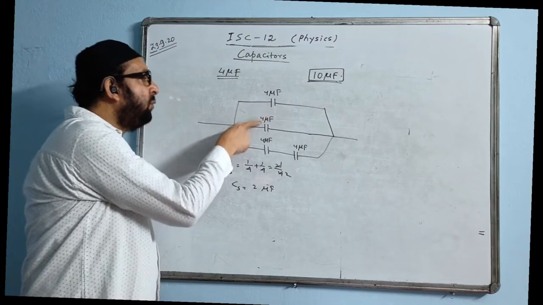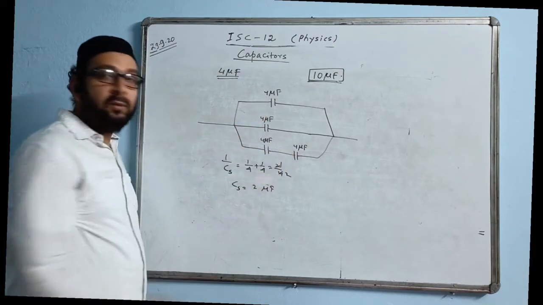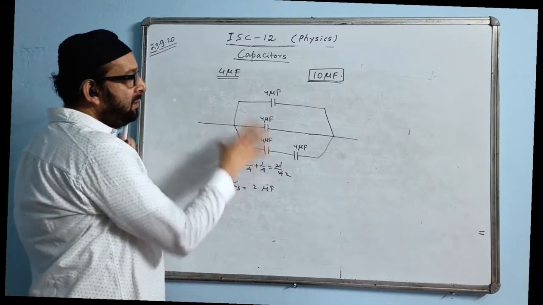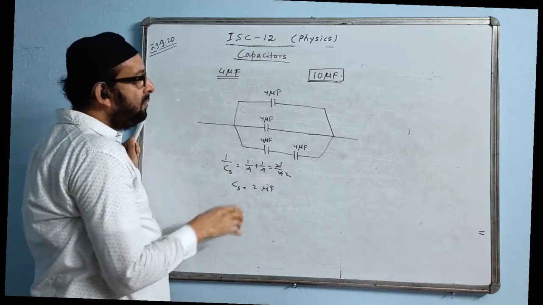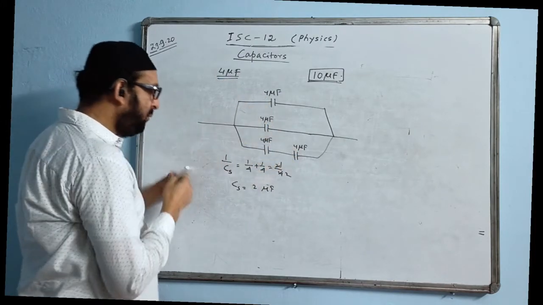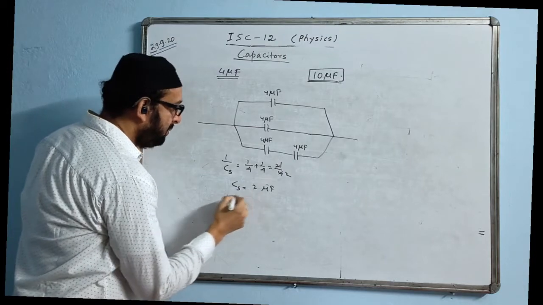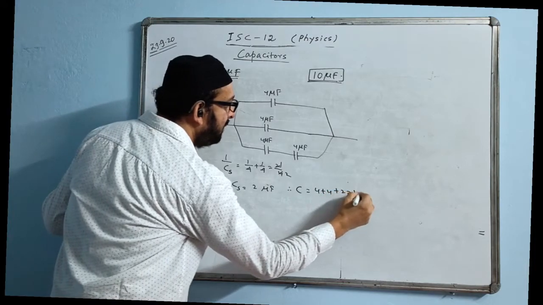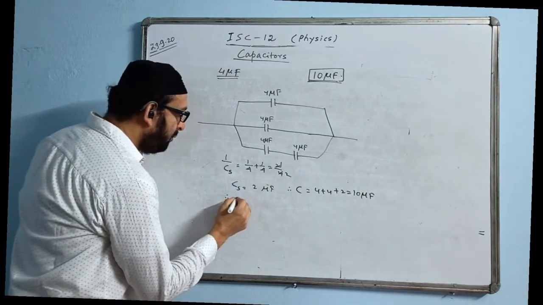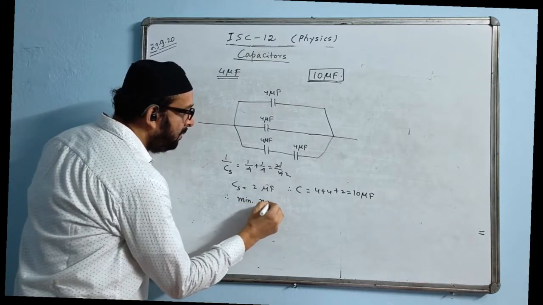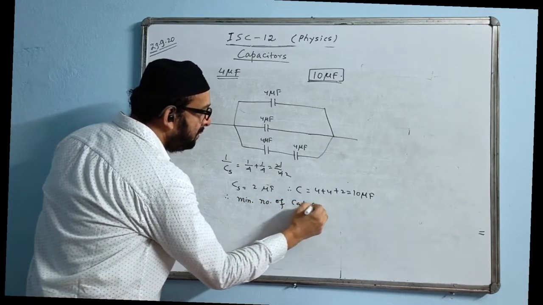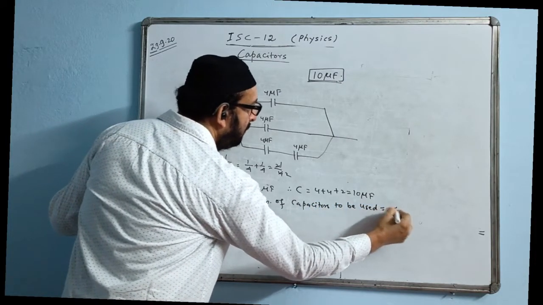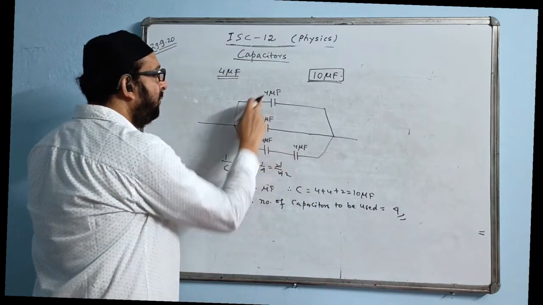Then what is the answer coming? 4 plus 4, 8, and these two together give 2. So 4 plus 4, 8, plus 2 becomes 10. And check in the diagram how many capacitors you are using: 1, 2, 3, 4. Therefore, we can write the answer now. C becomes 4 plus 4 plus 2, that is 10 microfarad. We are confirming the answer. Therefore, the minimum number of capacitors to be used is equal to 4. We are using 4 capacitors: 1, 2, 3, 4.